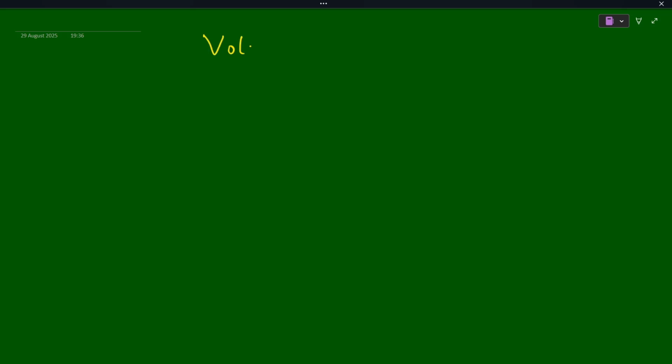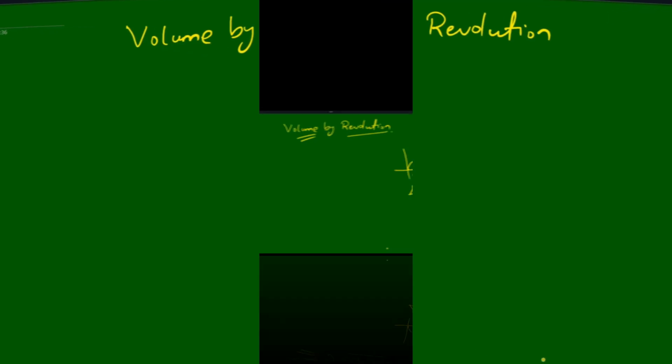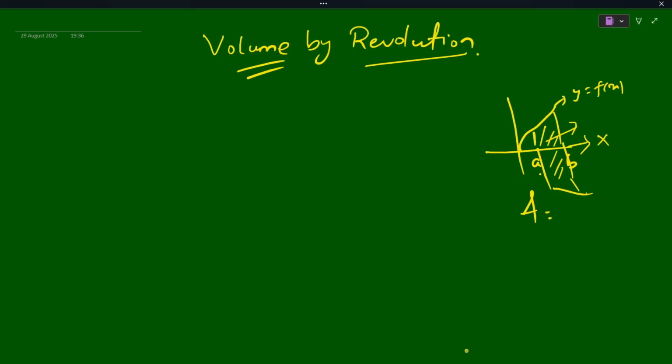Volume by revolution. Here we have to rotate a surface. Okay, so what is a surface then? A surface is a closed region.